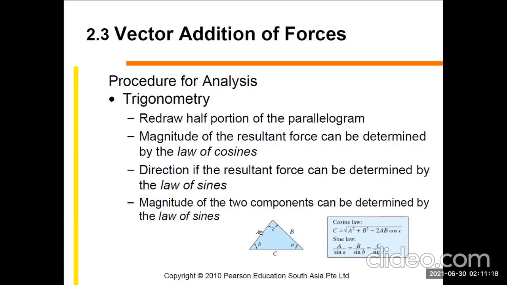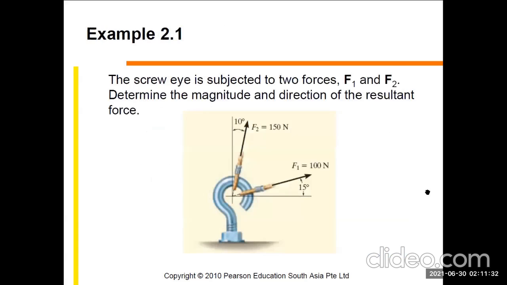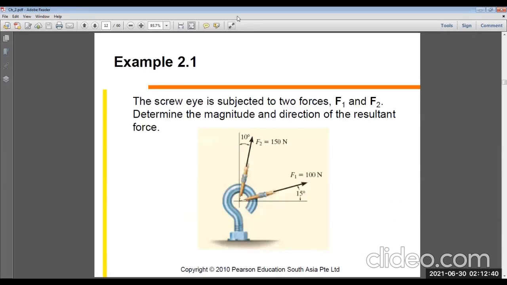The sine law says that a over sine of its opposite angle is the same ratio as b over sine of its opposite angle, and the same as c over sine of its opposite angle. Let's take this example: the screw eye is subjected to two forces F1 and F2. Determine the magnitude and direction of the resultant force. I have these two forces: 100 N at an angle of 15 from the x axis, and F2, 150 N at an angle of 10 degrees from the positive y axis.